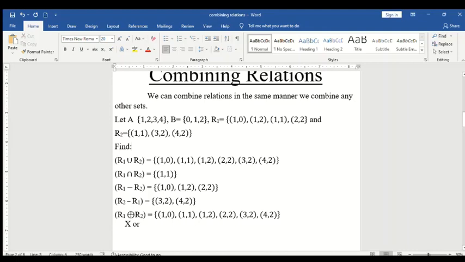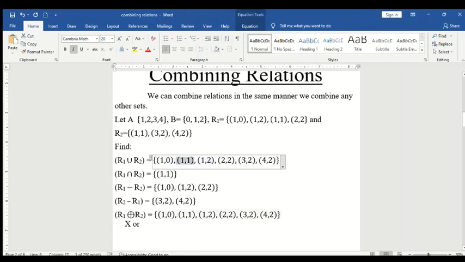So, for R1 XOR R2, we simply get the union of the sets minus the intersection of the sets. In other words, we have here (1, 0), but not (1, 1). We have a problem here because the intersection of R1 and R2 is (1, 1). So we will not put it anymore, because we are subtracting the intersection of R1 and R2 from the union of R1 and R2.